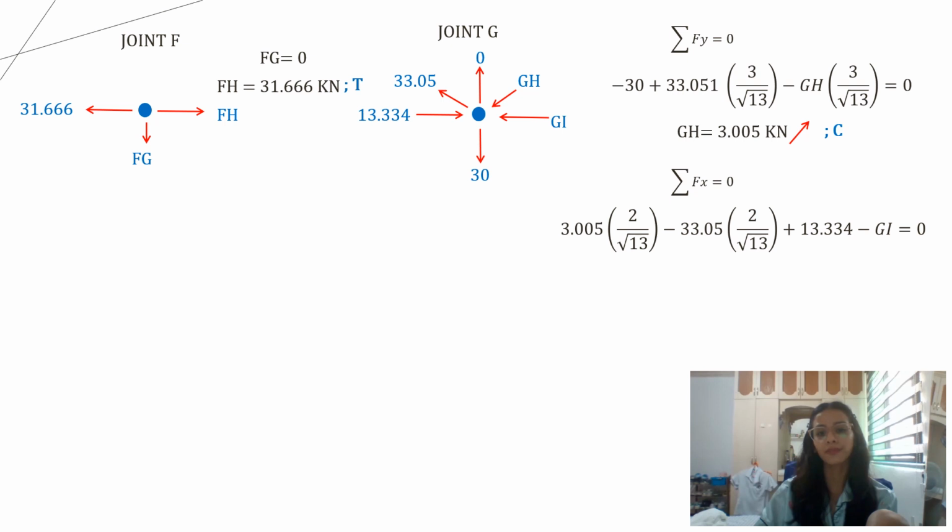For our summation of Fx, we have our GH, which is 3.005, times 2 over square root of 13 minus 33.05, our DG, times 2 over square root of 13 plus our EG, which is 13.334, minus GI is equal to 3.332. So our assumption for GI is wrong, so it is pointing to the right and it is tension.